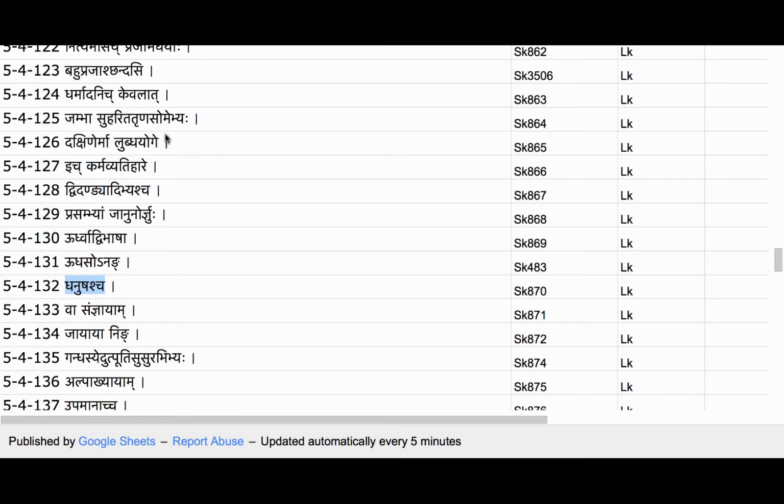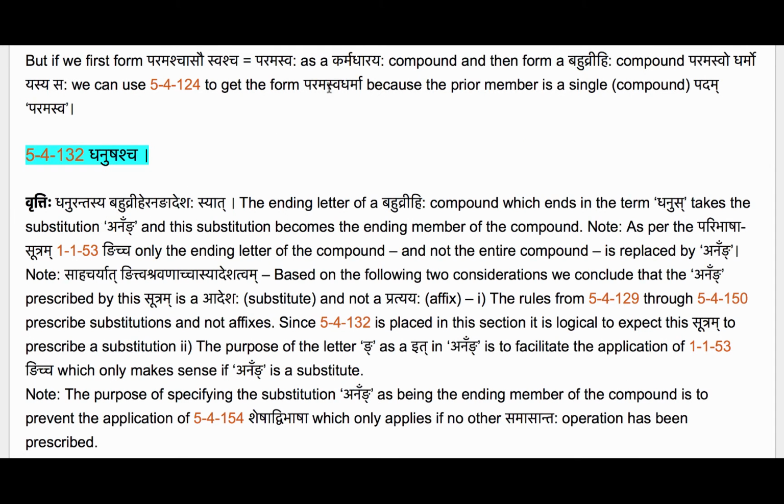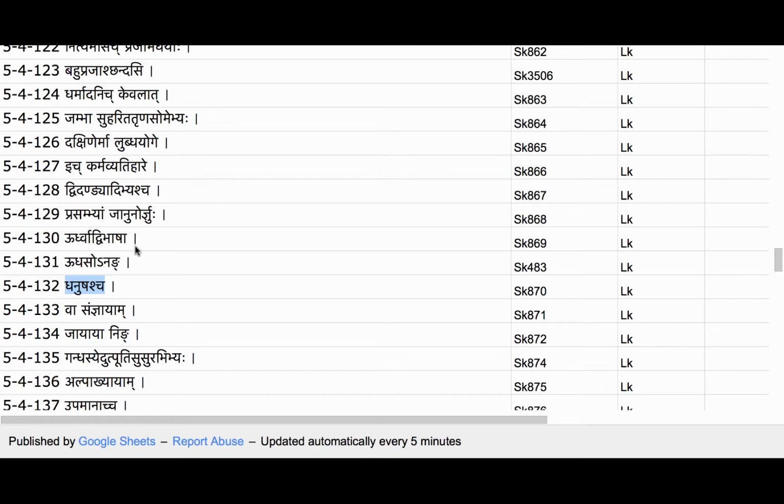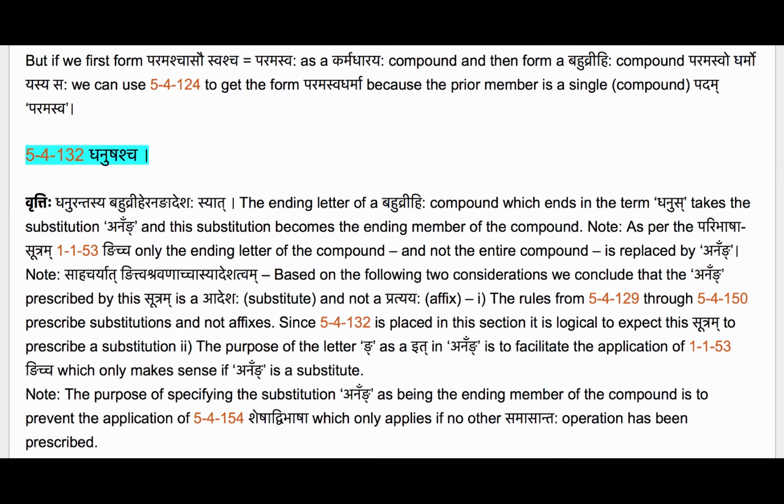The sutra we are taking now is 5.4.132 Dhanushascha. Very simple sutram. It has the anuvritti of anang coming down from the prior sutram 5.4.131 Udhaso nang. The vritti of this sutram says Dhanurantasya bahuvriher anangadeshasyat, which means that the ending letter of a bahuvrihi compound which ends in the term dhanus takes a substitution anang, and this substitution becomes the ending member of the compound. Note that as per the Paribhasha Sutram 1.1.53 Nich, only the ending letter of the compound and not the entire compound is replaced by anang.